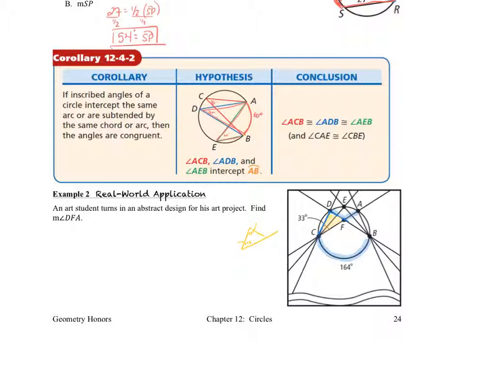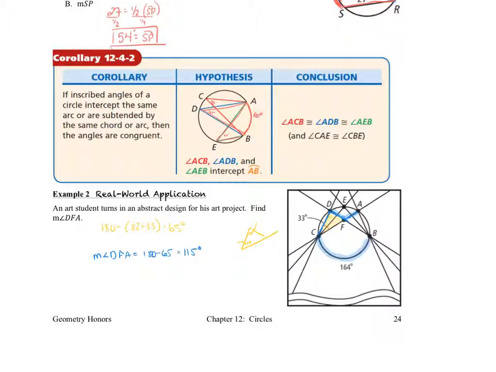So I can actually subtract those from 180. So 180 minus 82 plus 33, which is equal to 65 degrees. And I see that that forms a linear pair with my angle that I'm interested in, angle DFA. So therefore, the measure of angle DFA would be equal to 180 minus 65, which is 115 degrees.